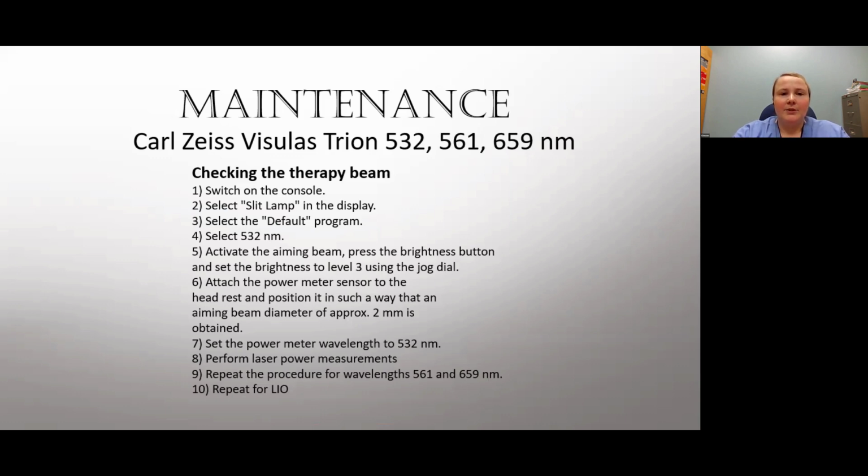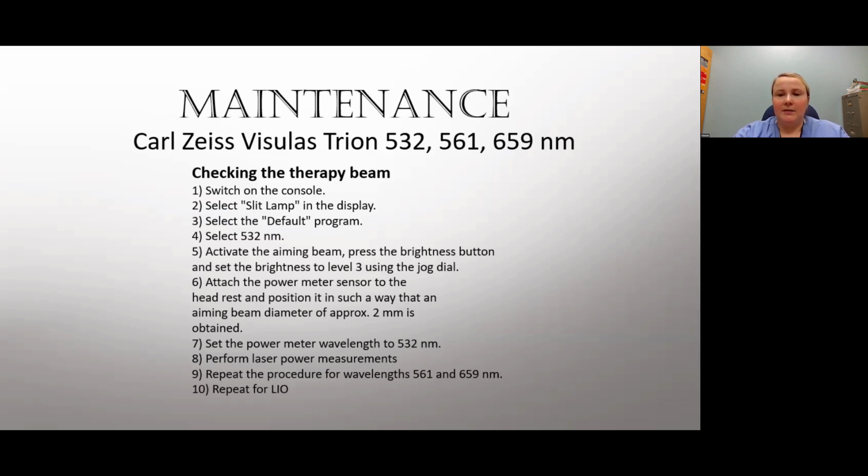What you're going to do is switch on the console, select slit lamp. So this one has a slit lamp again and an LIO. Select the default program, and on this one you can select your wavelength. In this case, we're going to do a 532. So we're going to select 532 nanometer. Activate the aiming beam and press the brightness button to set the brightness to level 3 using the jog dial.